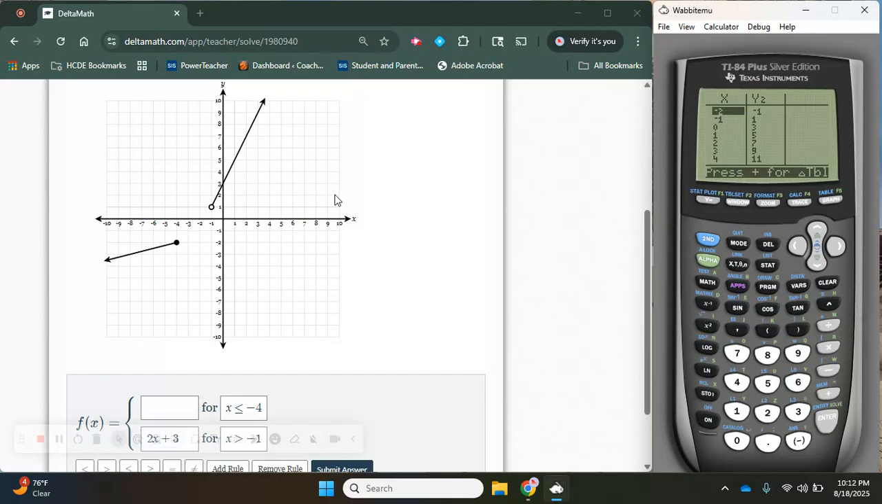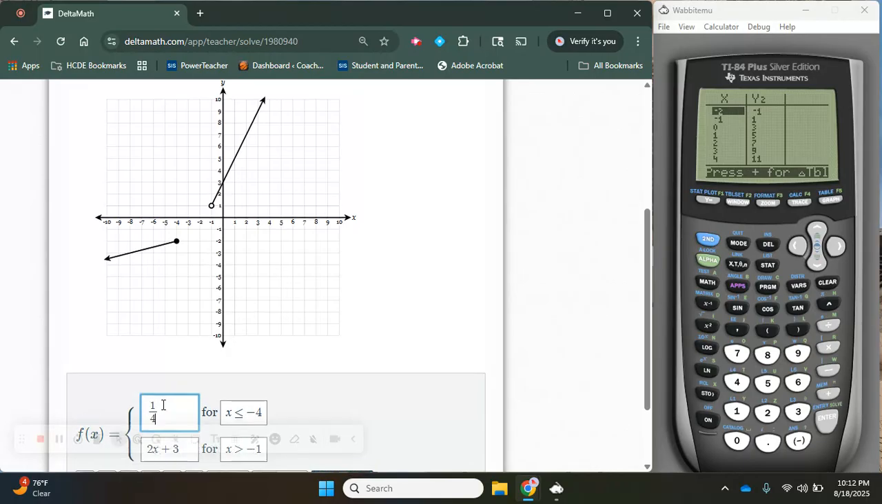Now for the second function, y equals mx plus b. Well, let's get m. Here's a point. We're going to rise 1, run 1, 2, 3, 4. So this is a slope of 1/4.